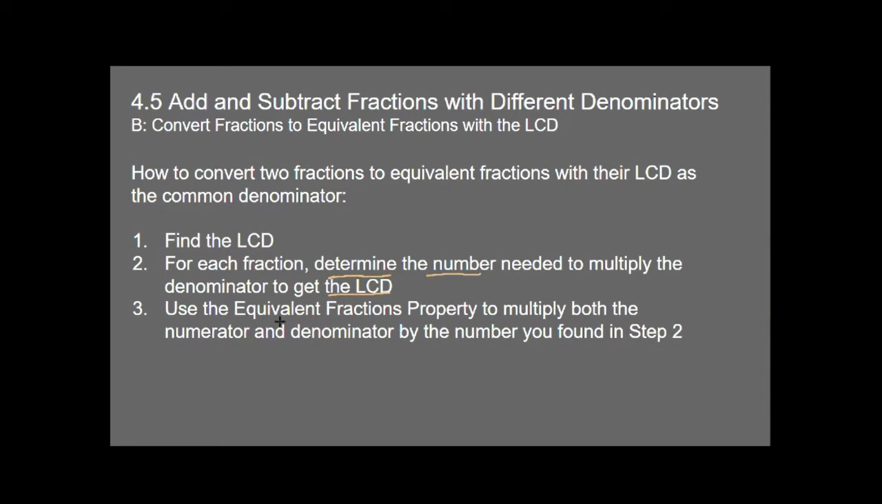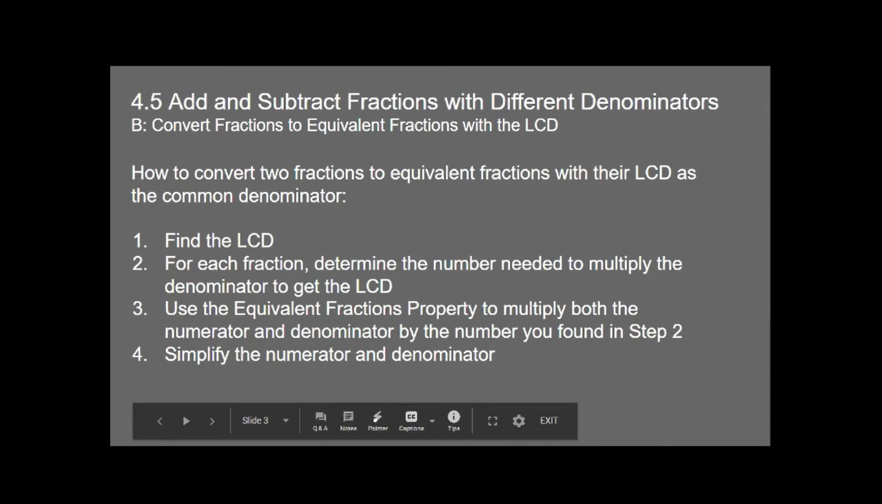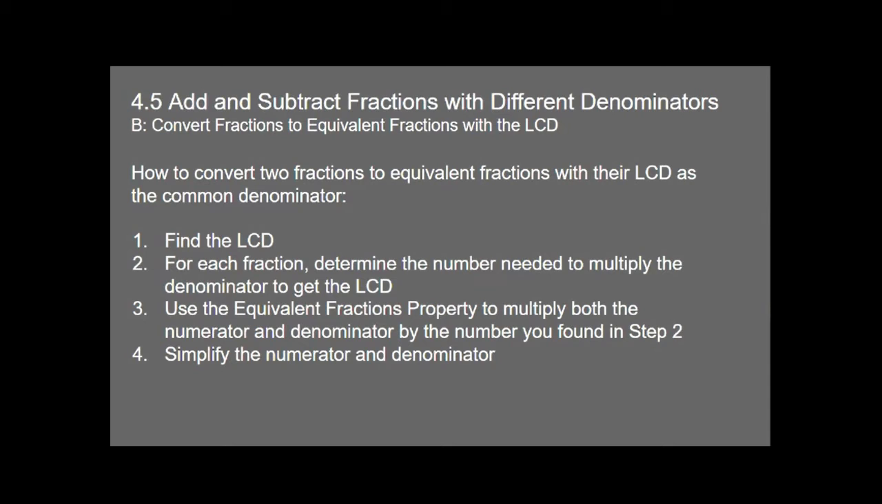And then 3, use the equivalent fractions property to multiply both the numerator and the denominator by the number you found in step 2. And this is so important. Okay, just like in an equation, whatever you do to one side, you have to do the other side. The same thing is true with a fraction. What you do to the top, you have to do to the bottom. Okay, you have to keep it equivalent. So you must keep them equivalent by doing the same thing to the top and the bottom. And number 4, simplify the numerator and the denominator. Okay, you always want to make sure that you have your fractions in simplest form. So let's do some examples and see what this looks like.